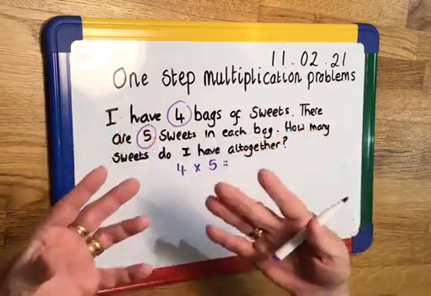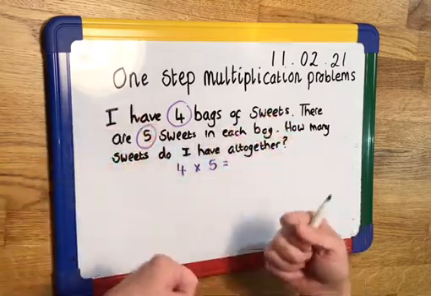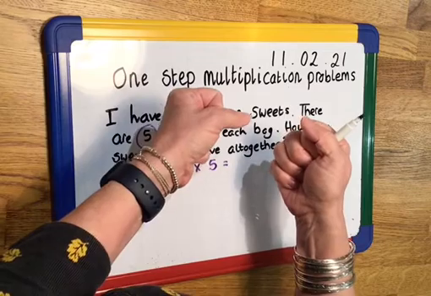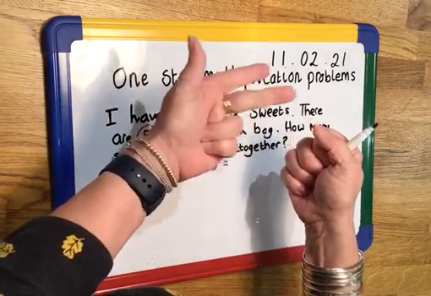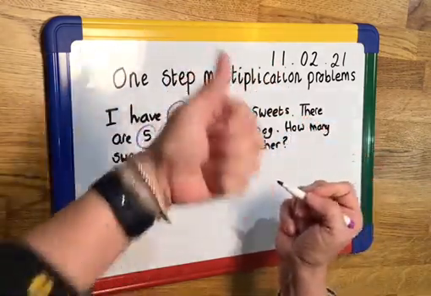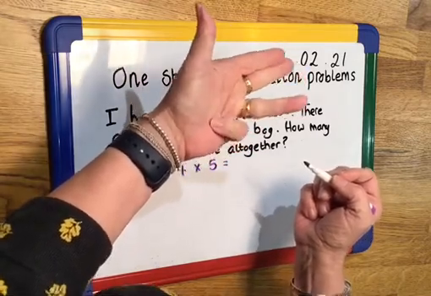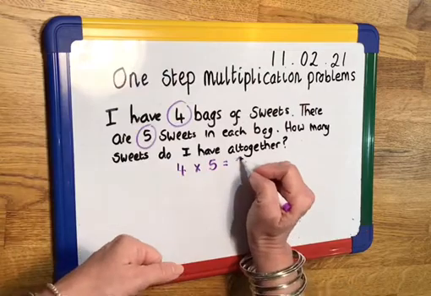I could draw an array. I could do this on a number line. I could draw a picture. Let's do 4 times 5. Let's use our fingers because they're handy. And we're going to count 4 lots of 5. 5, 10, 15, 20. 1 times 5 is 5. 2 times 5 is 10. 3 times 5 is 15. 4 times 5 is 20.